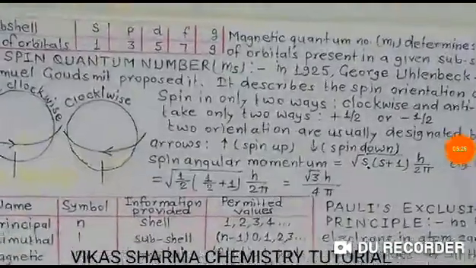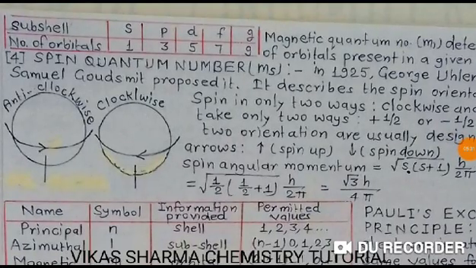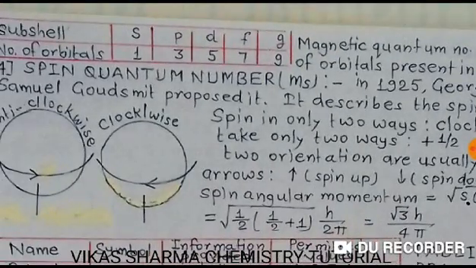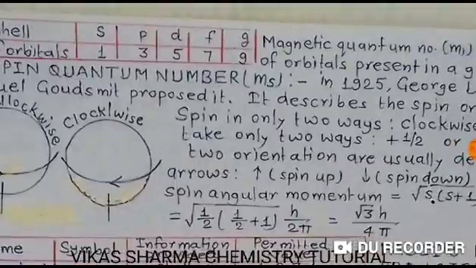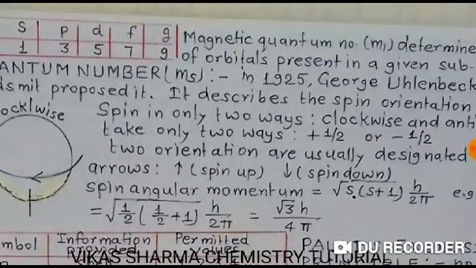So students, for the subshells s, p, d, f, g, the number of orbitals is: s is 1, p is 3, d is 5, f is 7 and g is 9.